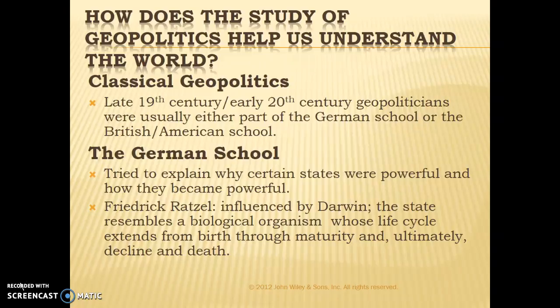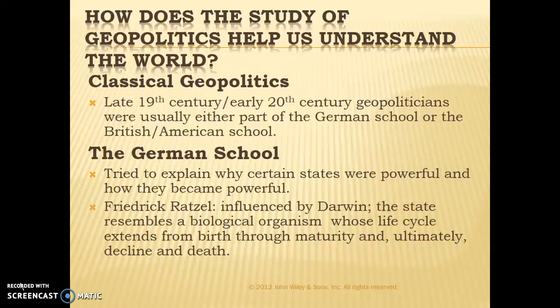So, a little bit of history of geopolitics. When we talk about classical geopolitics, really what we're talking about is the late 19th, early 20th century. And we're talking specifically about geopoliticians that are usually part of the German school or the British or American school. We'll talk a little bit more about what each of those mean and what they thought.